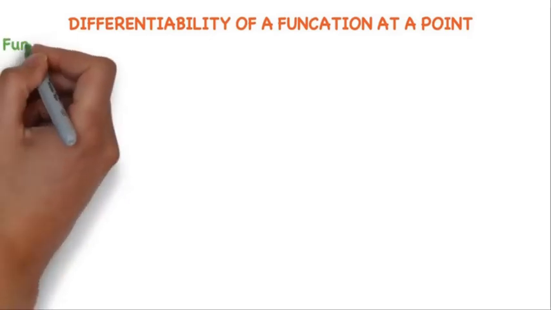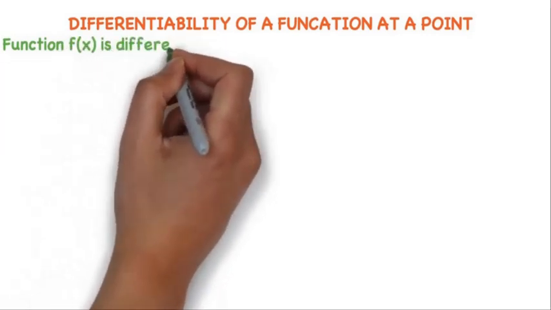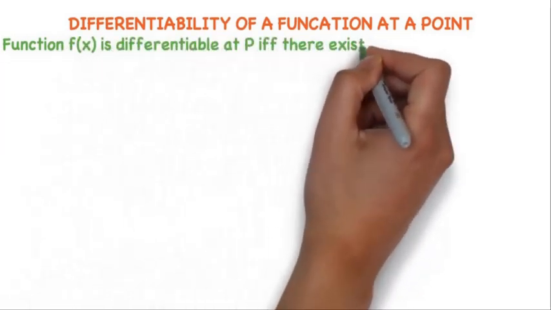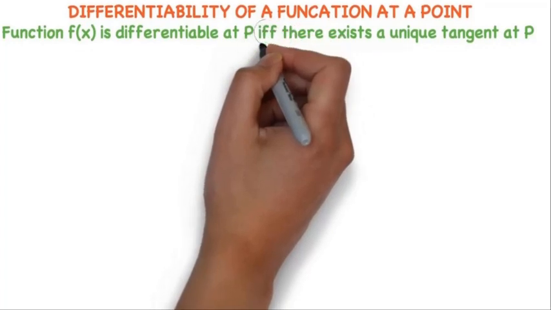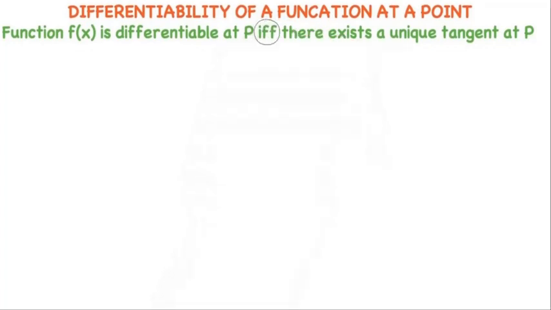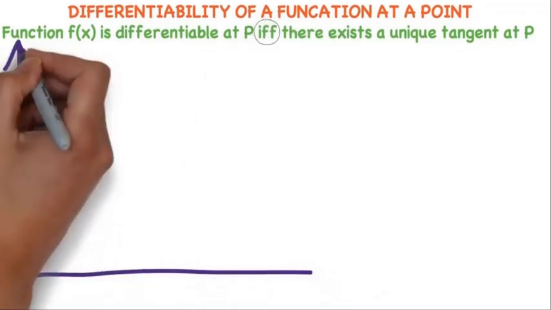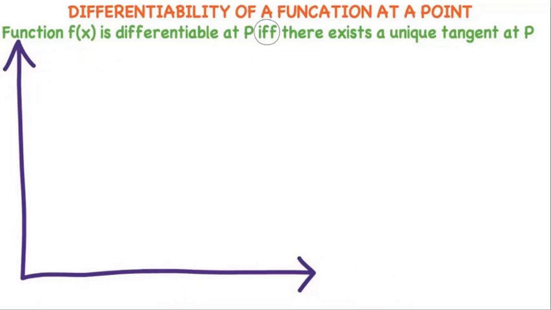A function f of x is differentiable at P if and only if there exists a unique tangent to the curve f of x at P. Throughout this class, I am going to discuss only this point: when a function is differentiable at P. So there exists a unique tangent to the curve at point P. Conversely, if there exists a unique tangent to the curve at point P, then f of x is differentiable. So this is an if and only if condition.